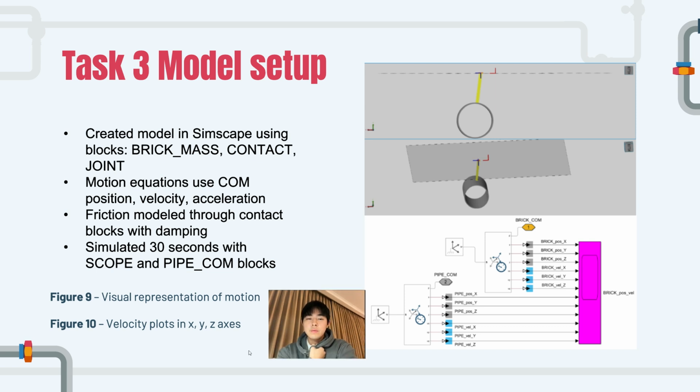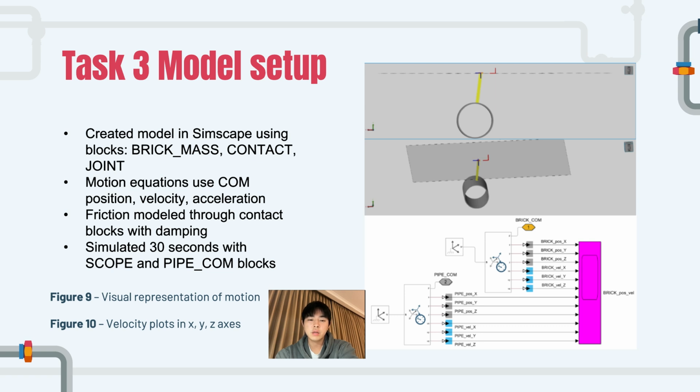To build the sliding model, I used Simscape components like mass blocks, contact blocks, and joints to construct the physical interaction between the pipe and the surface. I calculated the position, velocity, and acceleration of the pipe's center of mass using symbolic MATLAB equations. These were used to compute force and angular motions.